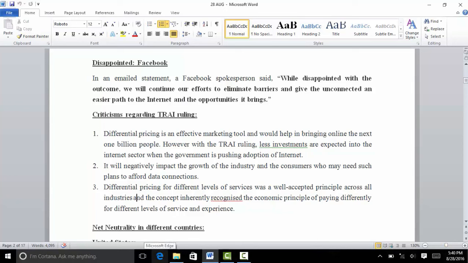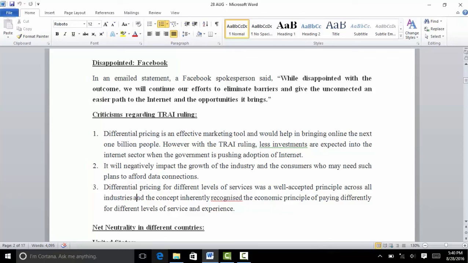But a counter argument would be that it would stymie investment if you don't let such new policies come in India or for that matter anywhere else in the world. Big companies won't be interested in investing money in this kind of network. So that can be added as a point if you want to argue on those lines. That could be a positive point.